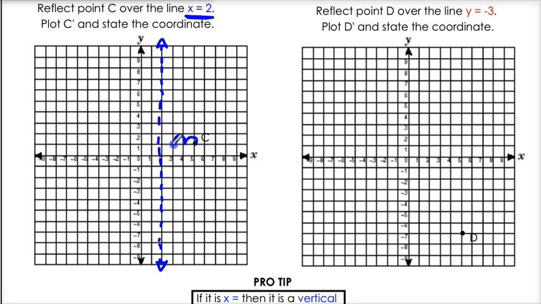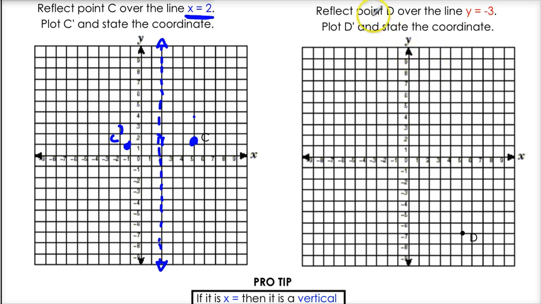So it's 1, 2, 3. And like I said before, the image is always the same distance. So what we're going to do is count 3 on the other side of the line of reflection. So 1, 2, 3. And that's where C prime is. Okay? So if you look here, all we did was count how far they are, and that's how you get your new point. So I'm just going to erase our little markings. If you look here, C and C prime are both 3 units away, and all you had to do was count the distance. 1, 2, 3, 1, 2, 3.